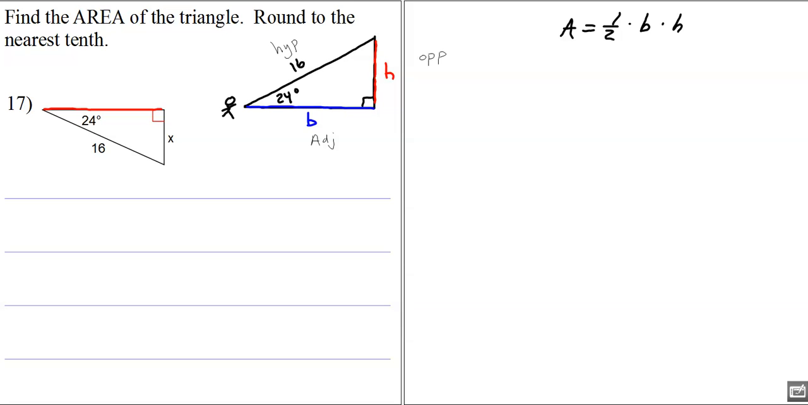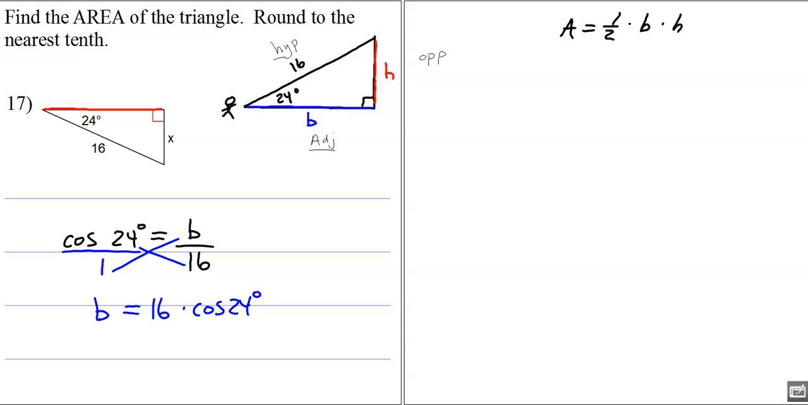Well, if I want to get the base, B, I need to use adjacent and hypotenuse. So that's cosine. So the cosine, when standing on 24 degrees, is the adjacent over the hypotenuse. And let's solve for it. Let's get this B. So 1 times B is B. Beautiful. I got B by itself. Be careful. Do not do cos 24 times 16 because I don't want you to get some big old number. So I want you to go 16 times the cos of 24.